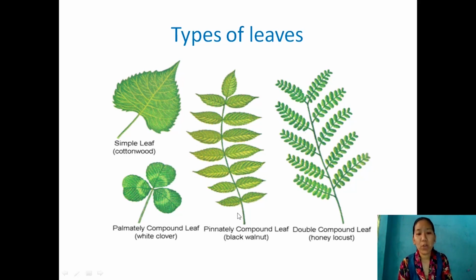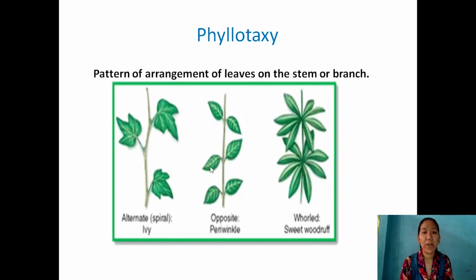So this compound leaf can be a pinnately compound leaf or a double compound leaf like this, or it can be a palmately compound leaf. In the palmately compound leaf, the leaflets are borne at the same point, at a single point here. But in the case of a pinnately compound leaf, they are borne on the midrib, which we call the rachis. Opposite to it, you can find the rachis.